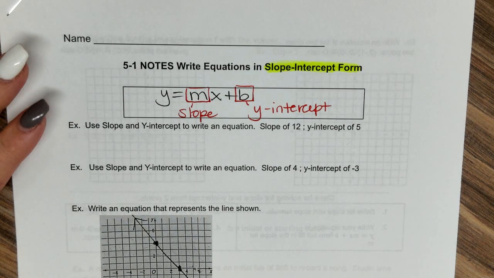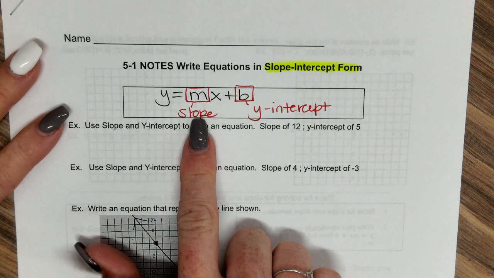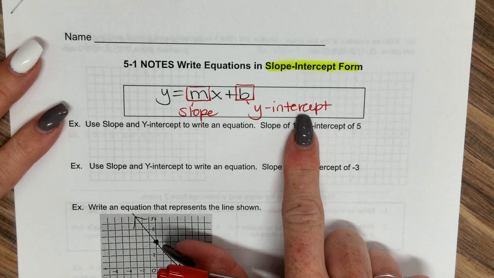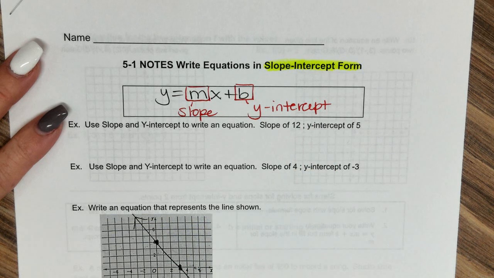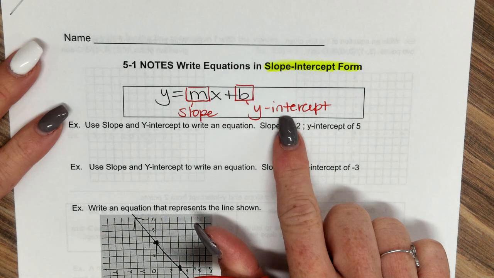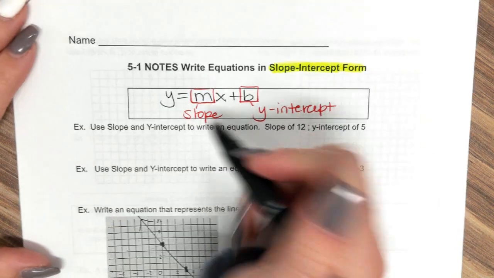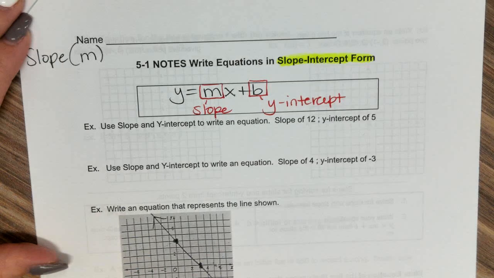Now, I have taught you all the ways to find slope, this piece, but I have not taught you all the ways to find the y-intercept. We've only looked at it when it's on a graph, and we've been able to just visually see it. So that's one of the things I'm going to teach you today is how do you find this when you don't have it. So real quick, let's talk about how do we find the slope piece, which is the m.